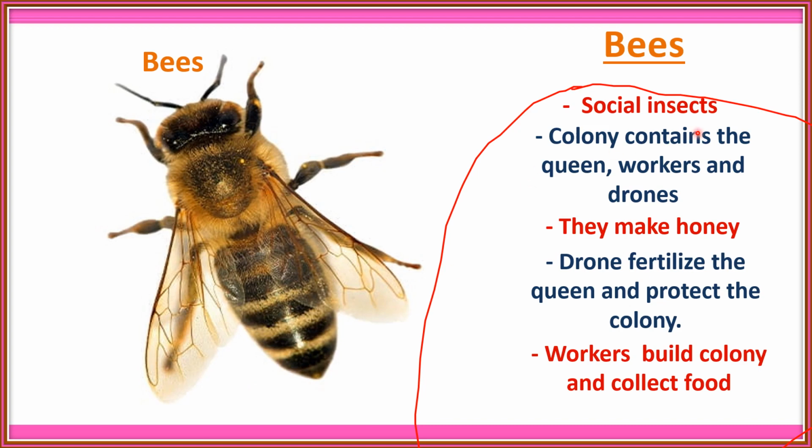They live in a colony, where the colony includes the queen, the workers, and the drones. The bees are good at making honey. The drone will fertilize the queen, and it also protects the colony. The workers build the colony and collect the food.